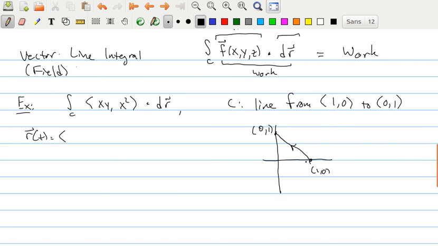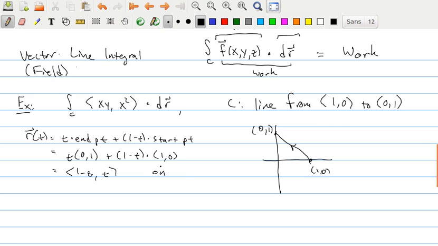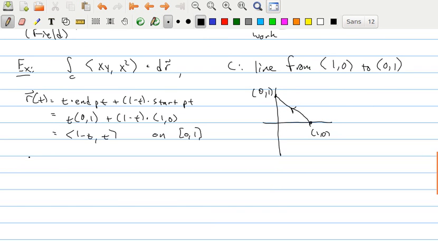So r of t. Now the way we parameterize lines, the quick way to do this, is we take t times the endpoint plus 1 minus t times the starting point. This is that convex combination. So this gives us t times the endpoint, 0, 1, plus 1 minus t times the starting point, 1, 0. And if we combine these together, we get 1 minus t, t. When we make this convex combination, we rig it up so this is always running on the interval 0 to 1. So what does that make x and y? Well, x is our first component, 1 minus t, and y is the second component, t.